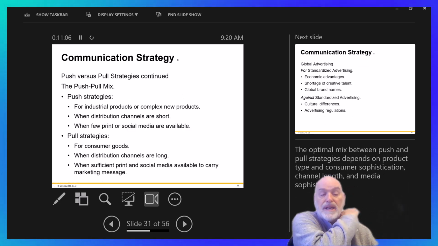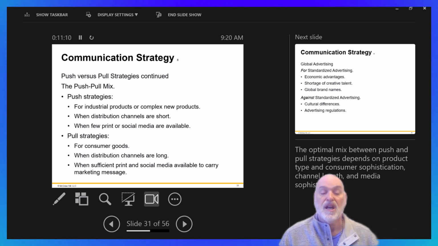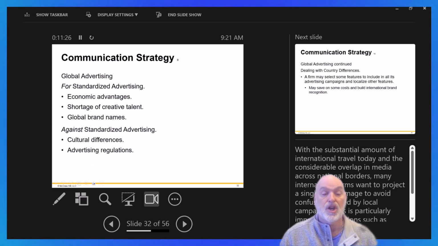The push-pull mix. Push strategies are for industrial products or complex new products, or when distribution channels are short, or when few print or social media are available. Pull strategies are for consumer goods, when distribution channels are long, and when sufficient print and social media are available to carry the marketing message. Global advertising.